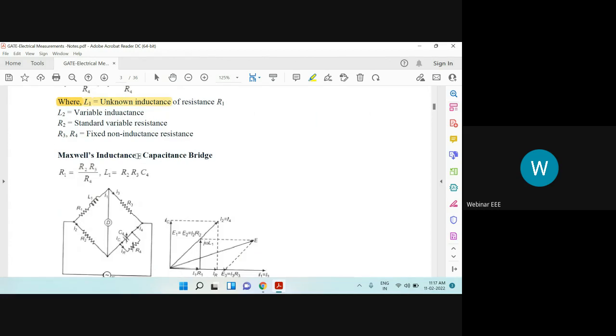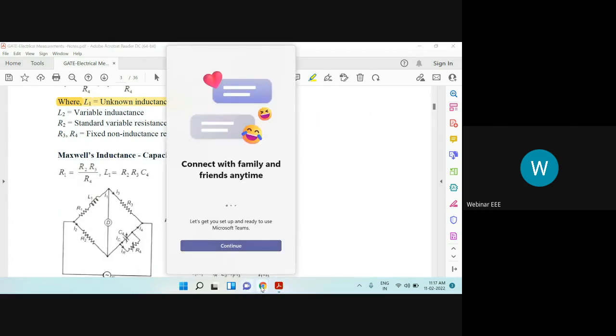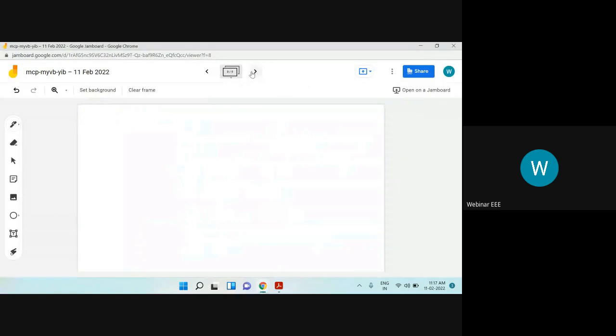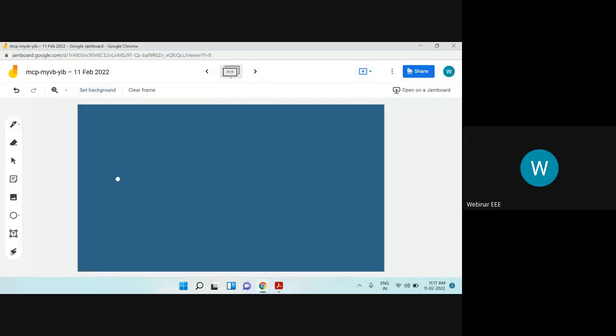So here you have to remember how I'll let you know the things. I'll make sure you know how to calculate for one bridge, then you can apply all those things to other bridges also. So if you consider the first bridge as Maxwell's inductance bridge, here the bridge is comprised of four limbs.